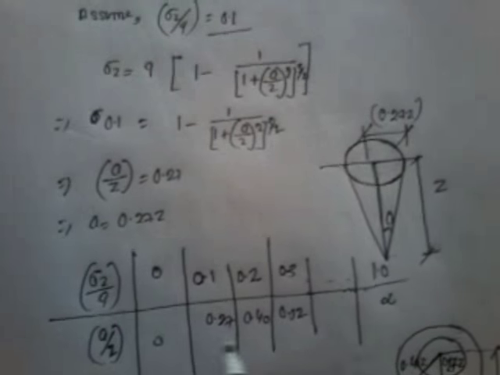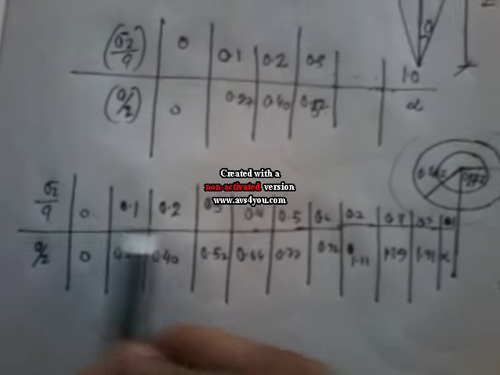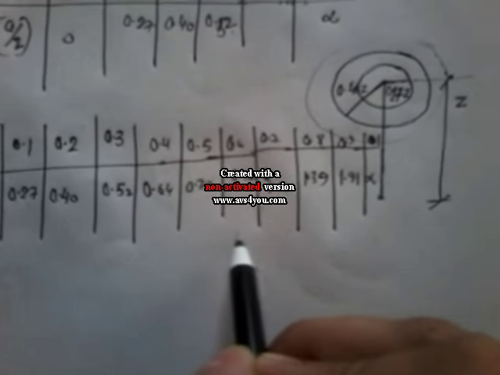So here we get a number of concentric circles whose radius will be 0.27 times z, after that 0.40 times z, and after that 0.52 times z, and so on. This is the whole chart. Just look into it: for 0 it is 0, for 0.1 it will be 0.27. This is the sigma z by q value, and this is the a by z value. I can get all of these values from this equation.